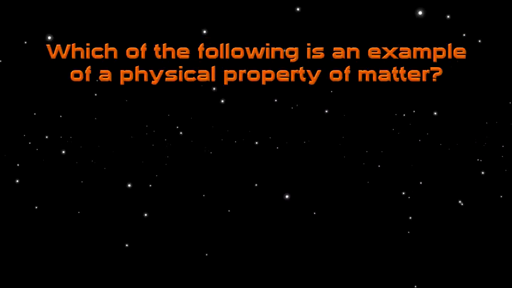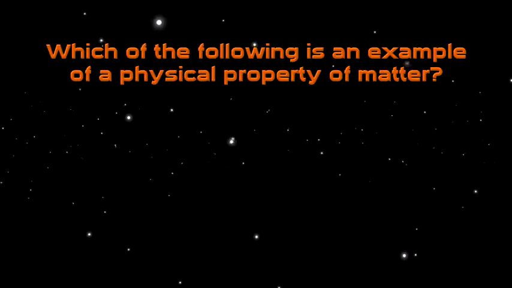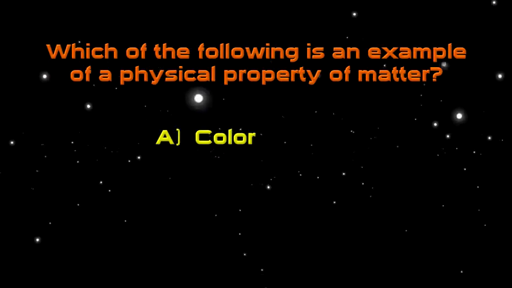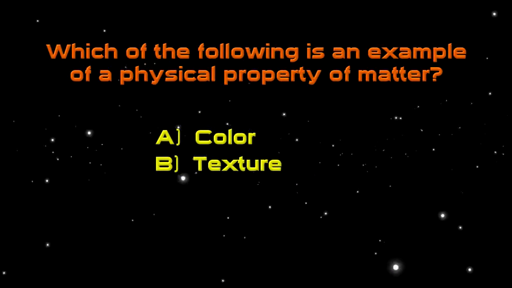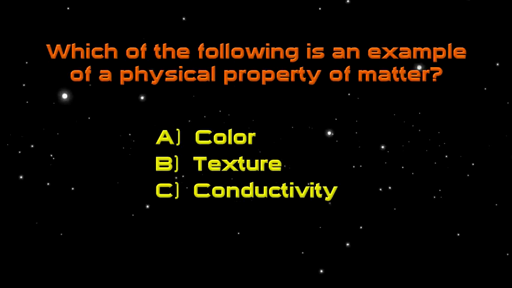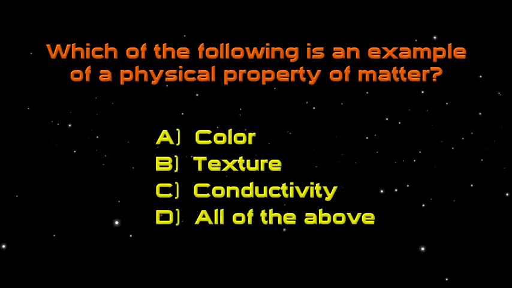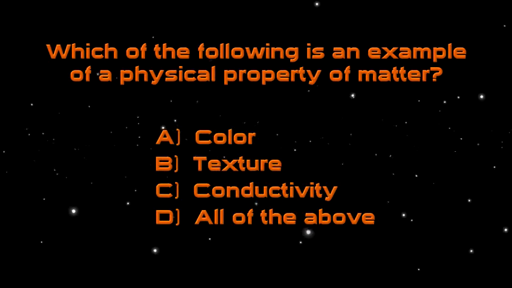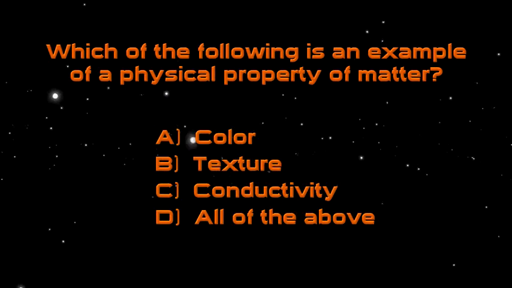Question 2. Which of the following is an example of a physical property of matter? A. Color. B. Texture. C. Conductivity. D. All of the above. If you answered D, you know that all of those are examples of physical properties.